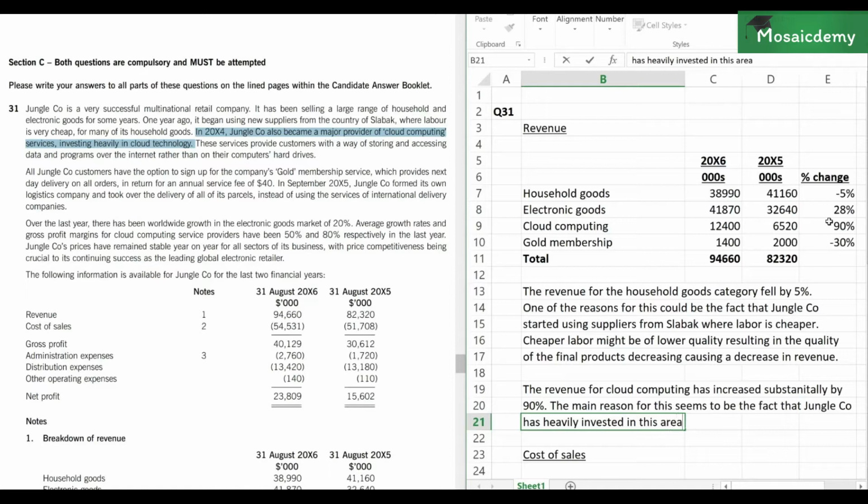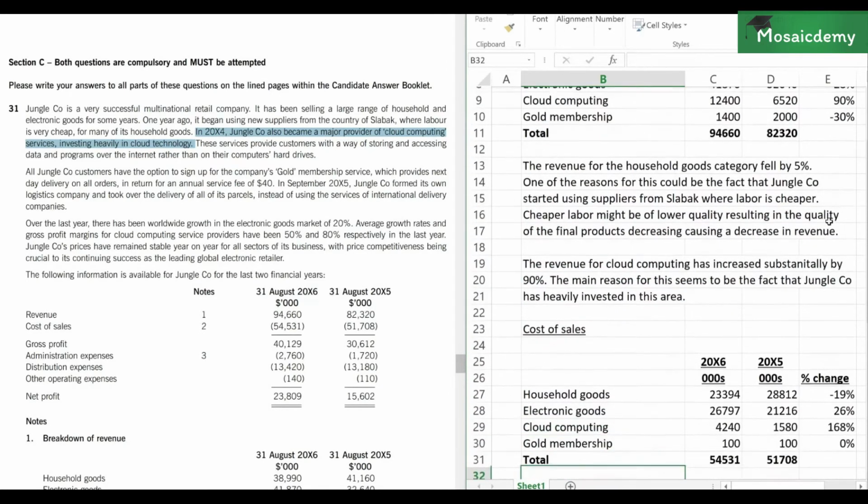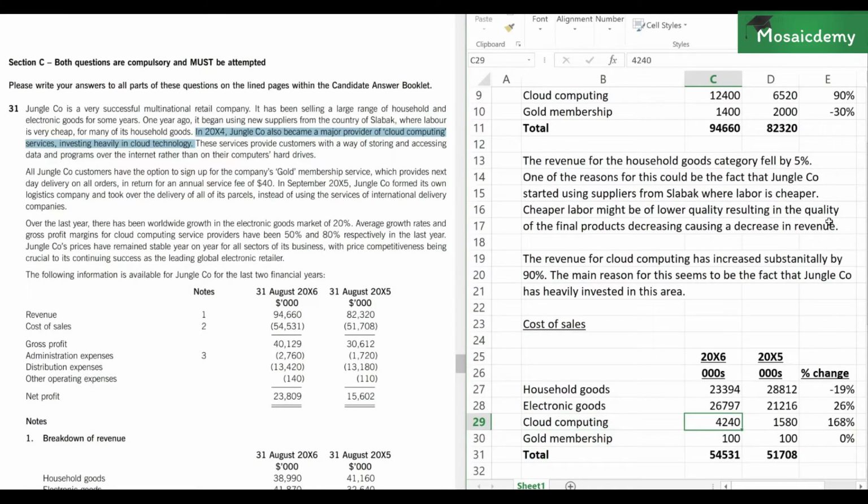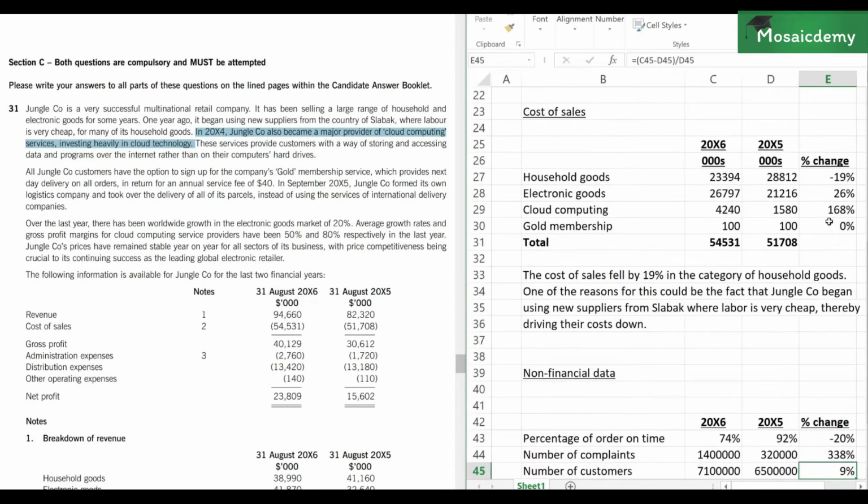Okay, now like we said, revenue and cost of sales should move in the same direction. So let's see if cost of sales has also increased. It should in theory if revenue has increased by 90%. And as we can see, cost of sales has increased by even more than 90%, by 168%. So let's talk about that as well.